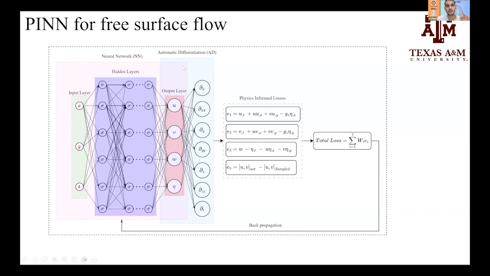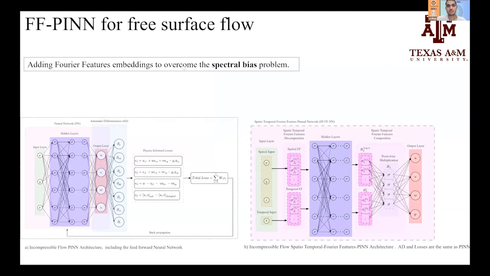Then we add the Fourier feature part to accelerate the solution for multiple frequency problems. So we just add here the spatiotemporal Fourier feature decomposition, where we add all of the equations we have to higher frequency carrier signals. And then here we also add the spatiotemporal Fourier feature composition, which is just a linear transposition for all the solution of the signal.